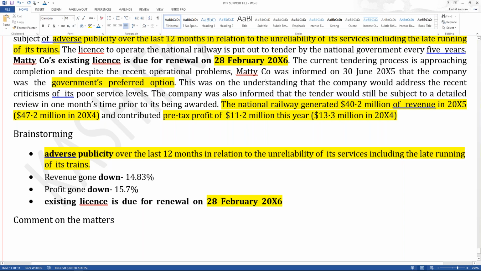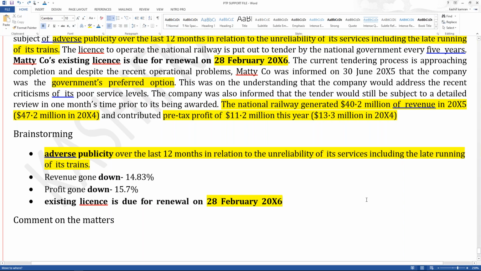Full stop. The company was also informed that the tender would still be subject to a detailed review in 1 month time prior to being awarded. So is there an issue coming here? The company was informed that the tender will still be subjected to a detailed review in 1 month time. So will the government review METI in 1 month time, then decide whether to give them the license or not?